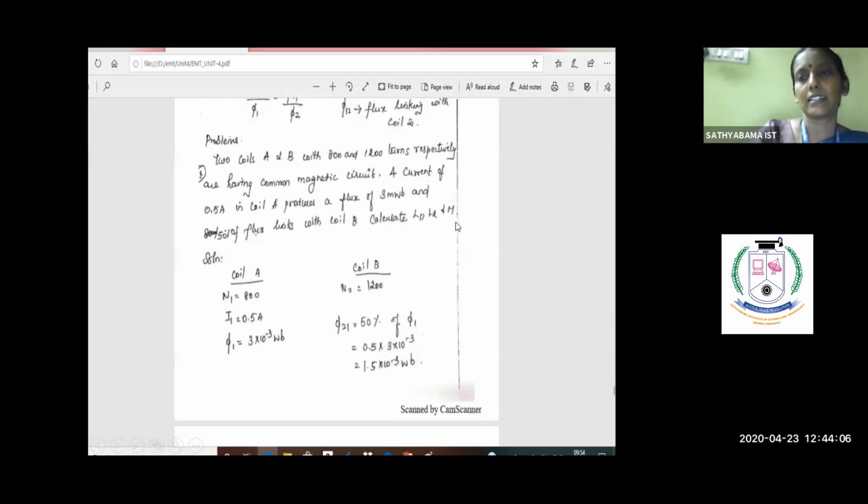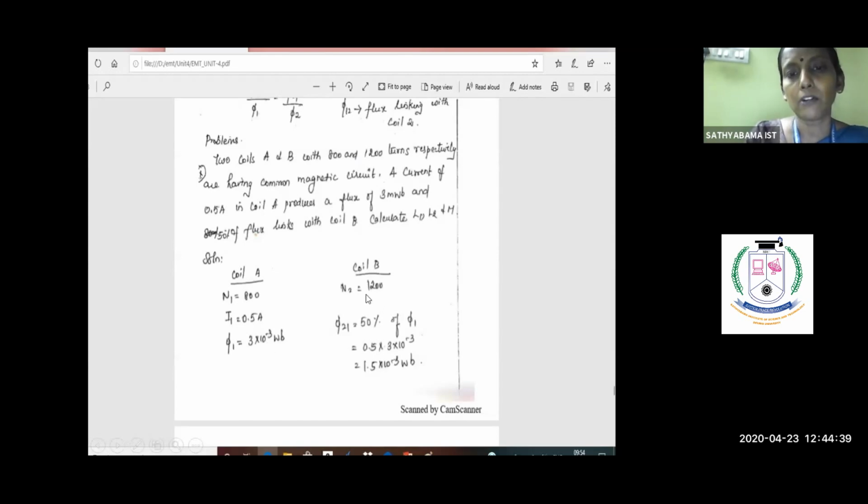I have shared this same type of problem as assignment 1 in your Google Classroom. I think most of you have solved that problem by taking guidance from the notes, but still I'll explain it. So in coil A, N1, the number of turns, is 800, the current passing through coil A is 0.5, and the flux linking coil A is 3 into 10 to the power minus 3 weber.